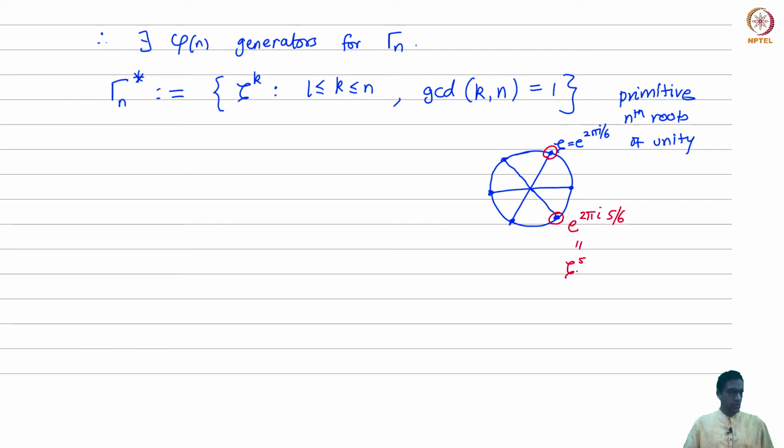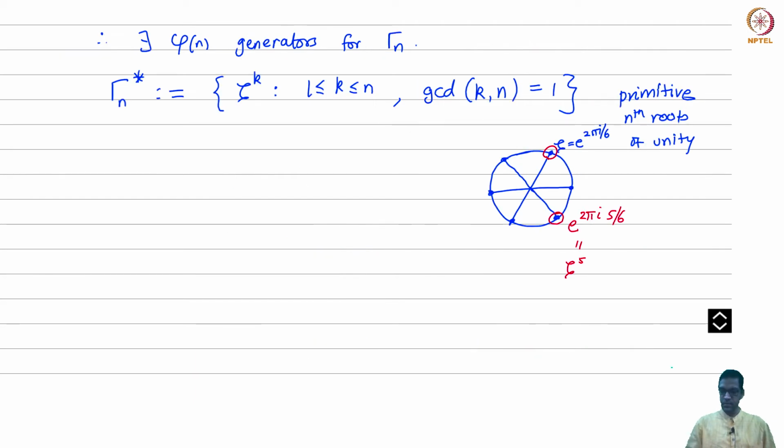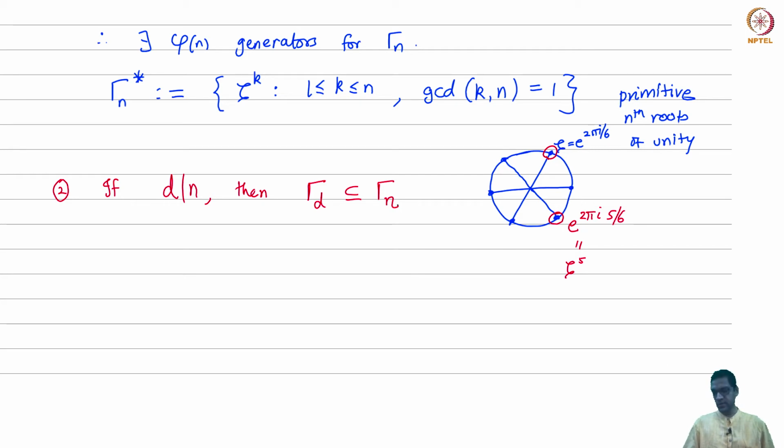Now let's also look at what we can say about the other roots. So observe more facts. Maybe we'll number these. Observe fact 1, observe fact 2: if d divides n, then the dth roots of unity are necessarily contained inside the nth roots of unity. Why is this? It's more or less obvious. You just take any dth root of unity and see that it lives inside the set of nth roots of unity.